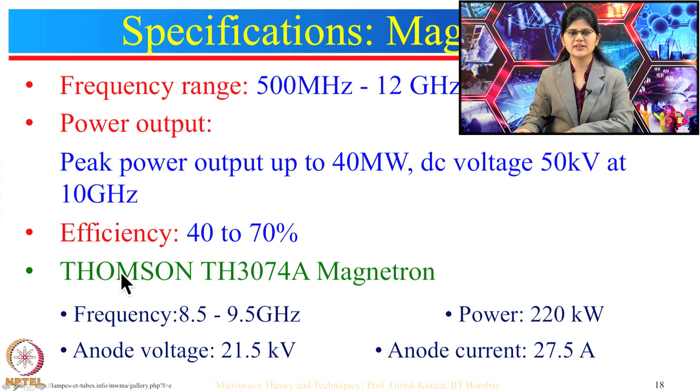The example of the magnetron is Thomson TS3074A magnetron, in which the frequency range is from 8.5 to 9.5 gigahertz, and it can generate power up to 220 kilowatt. Anode voltage is equal to 21.5 kilovolt and the anode current is 27.5 ampere. Now let's move on to the applications of magnetron oscillators.